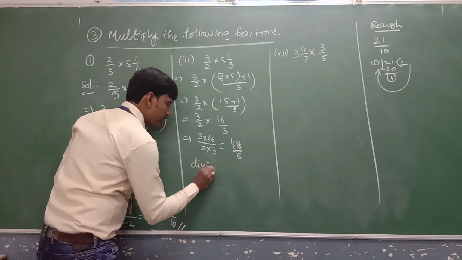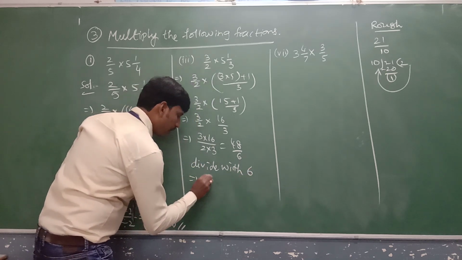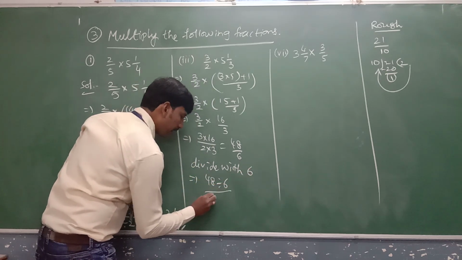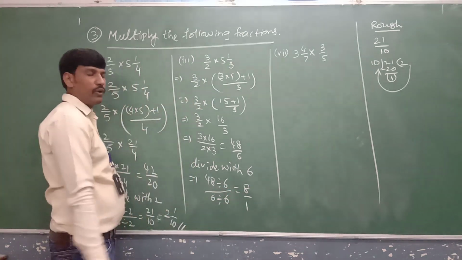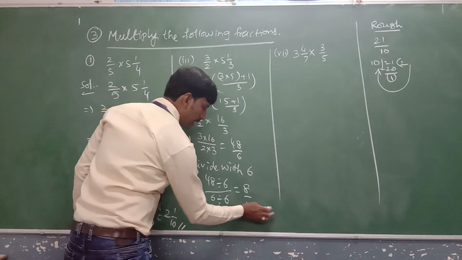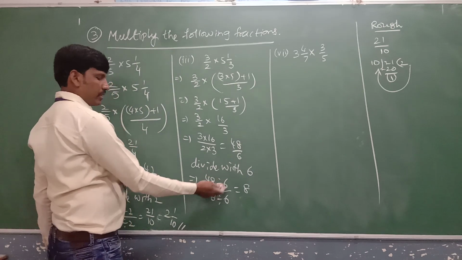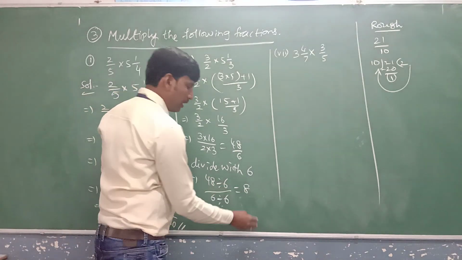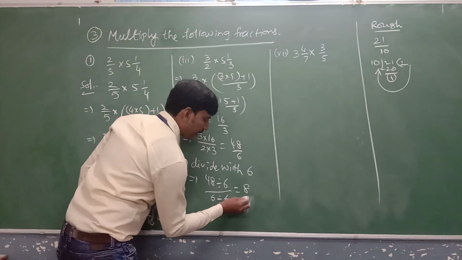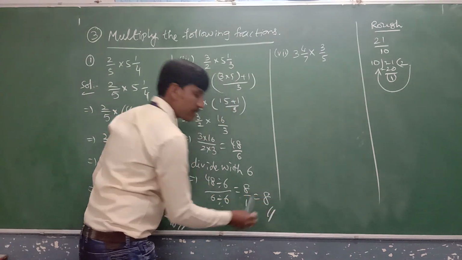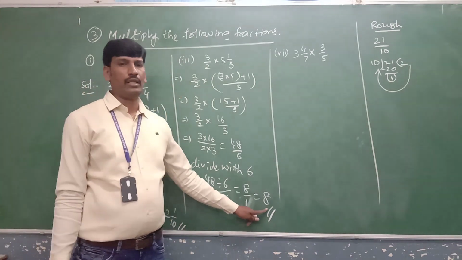When divided with 6, what are we going to get here? 48 divided by 6 by 6 divided by 6, which is equal to 8 by 1. We got a whole number. So therefore, what is the answer? 8. 48 divided by 6 by 6 divided by 6 equal to 8 is the answer. Clear? So write 8 by 1. Then finally you write 8 is the answer. Clear? So 6 by 6 equal to 1. Then after that, please write the final answer.